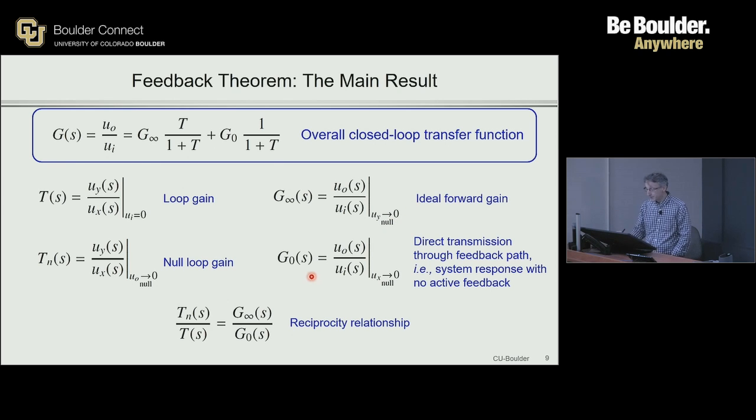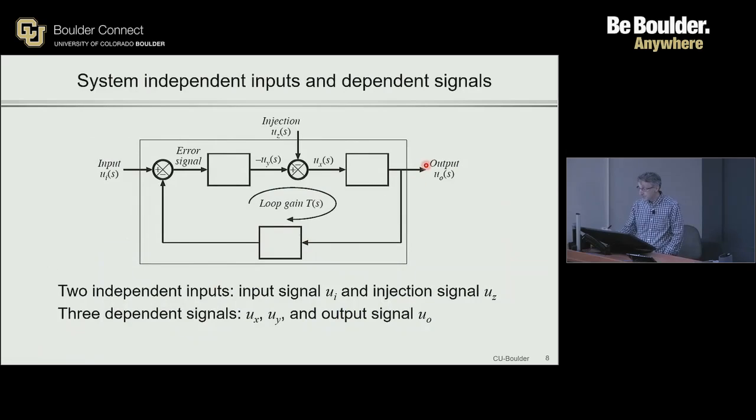Now, there is another interesting G component that actually shows up right here. It's called G naught. So G naught, again, is the ratio of U naught over Ui. So again, output over input, okay? But when the Ux signal is nulled instead. Let's see what that really means in the block diagram. So we're saying, all right, what is UO over Ui when Ux is nulled?